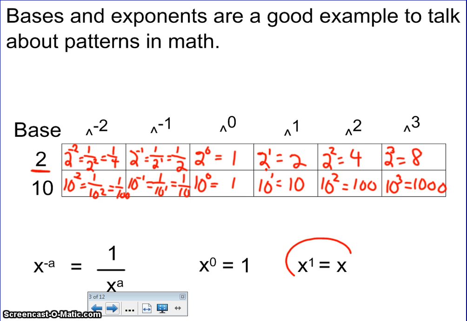Anything to the first power is itself. Anything to the 0 power is 1. And anything with a negative exponent, like x to the negative a, you just put it on the bottom of the fraction, and it's 1 over x to the a.